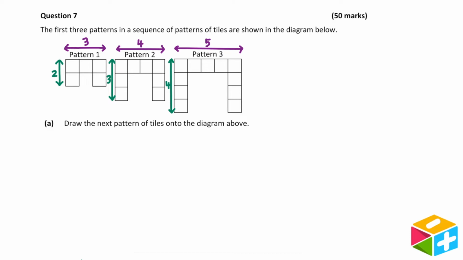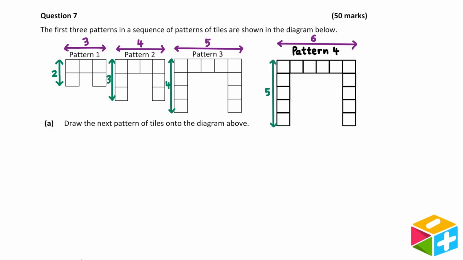The pattern here is that the number of squares across the top and the number of squares down the side both increase by 1 each time. Continuing this, pattern 4 will have 6 squares across the top and 5 squares down each side.